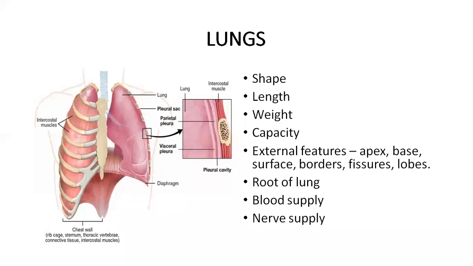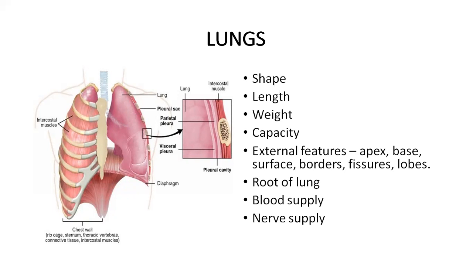The weight of the left lung is approximately 400 to 500 grams, and the right lung is 500 to 600 grams. The right lung is going to have 3 lobes, and the left lung is going to have 2 lobes.